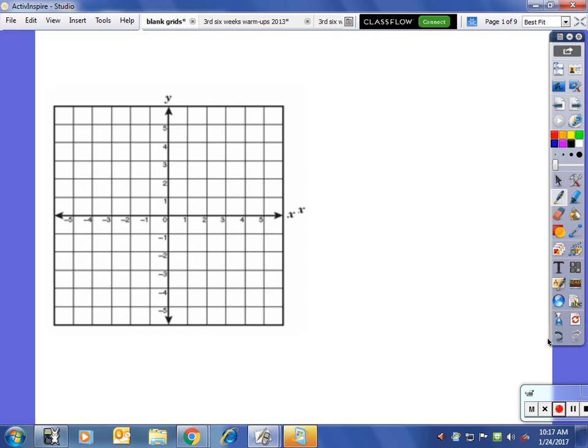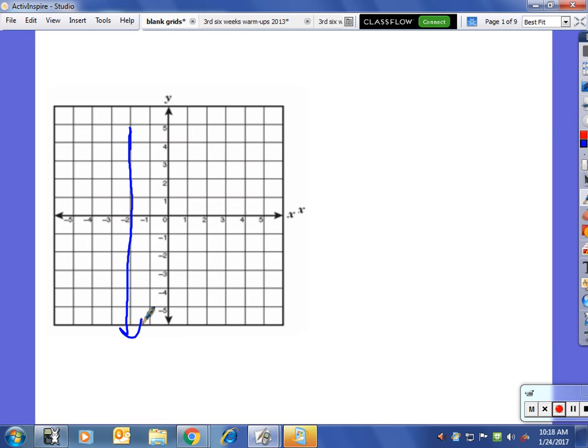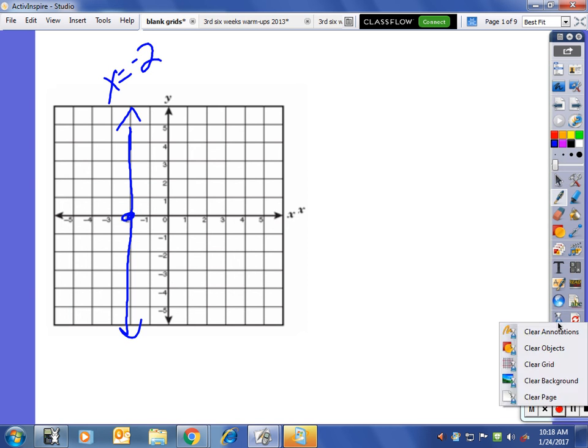What's the equation of this vertical line? I'm not good at drawing. This vertical line is x equals -2. It doesn't have a y-intercept, it has an x-intercept, and every x value on that line is -2. Are you okay with that?